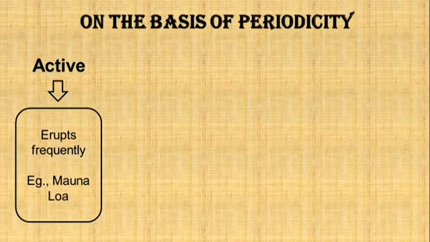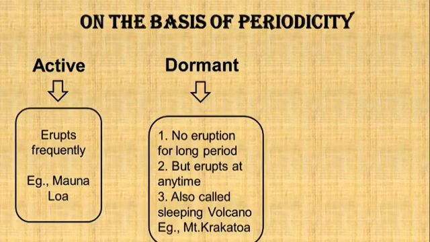Next is the dormant volcano. Dormant volcanoes have no sign of activity for many years, but they can become active at any time. They are also called sleeping volcanoes. Mount Krakatau in Indonesia is a famous example of this type of volcano.